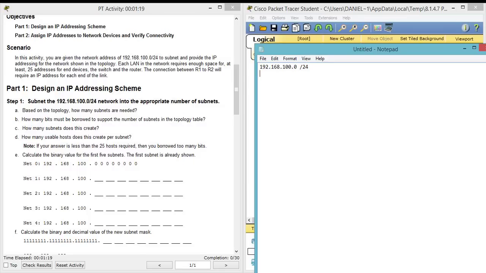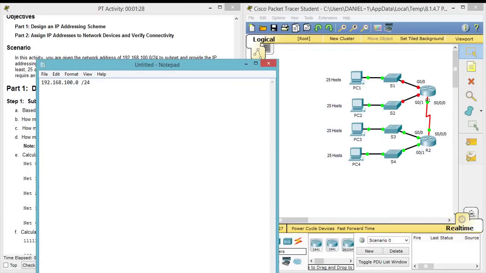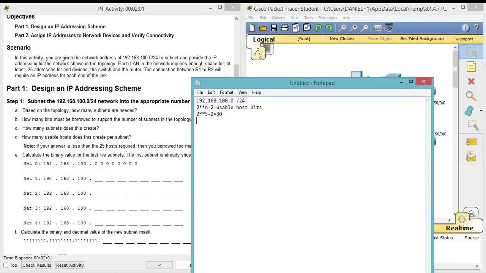We're basically going to have to borrow 5, I think, because the formula for calculating host bits is 2 to the power of n minus 2, which equals the usable hosts. In this case we're going to do 2 to the 5 minus 2, which is 30, above the 25 we need, but one below that would be 14, I believe, which would not be enough.